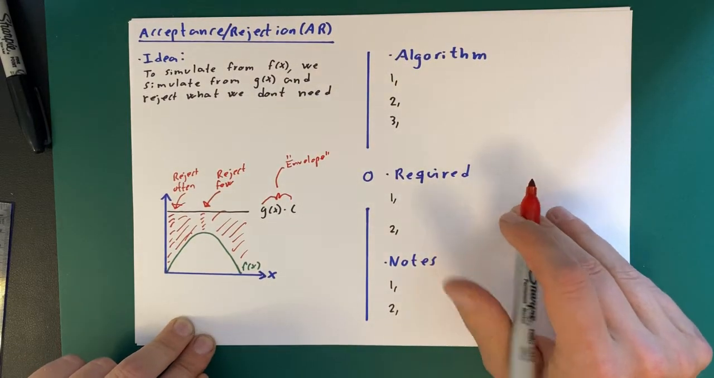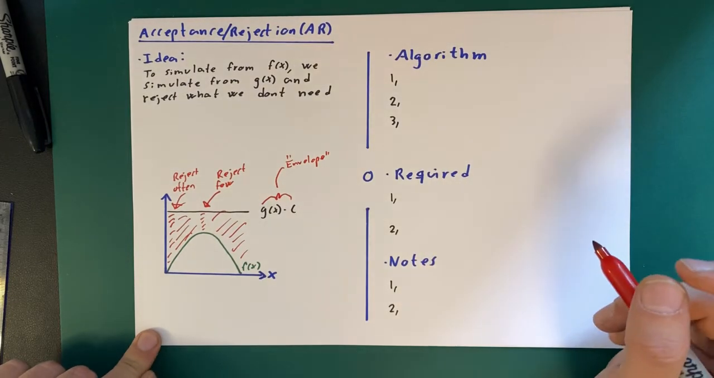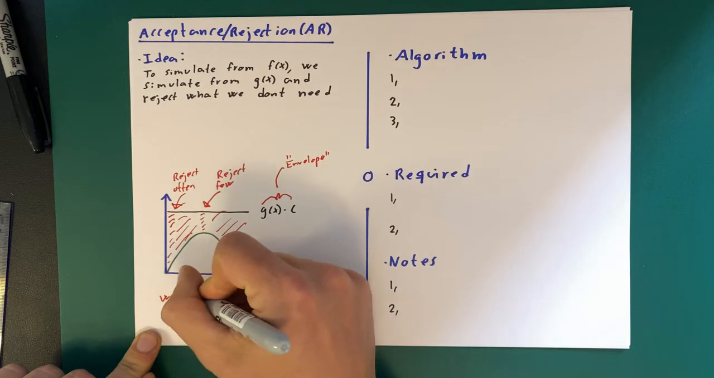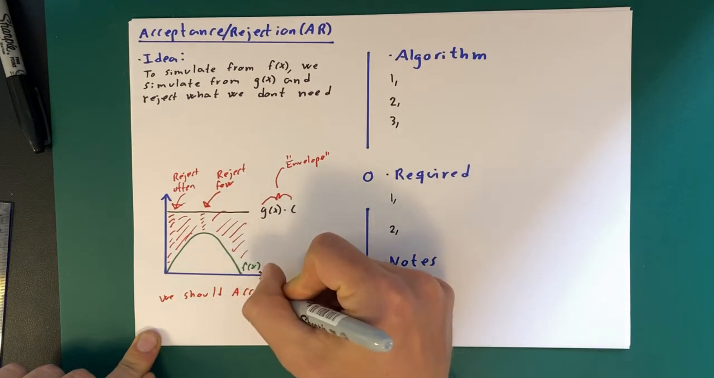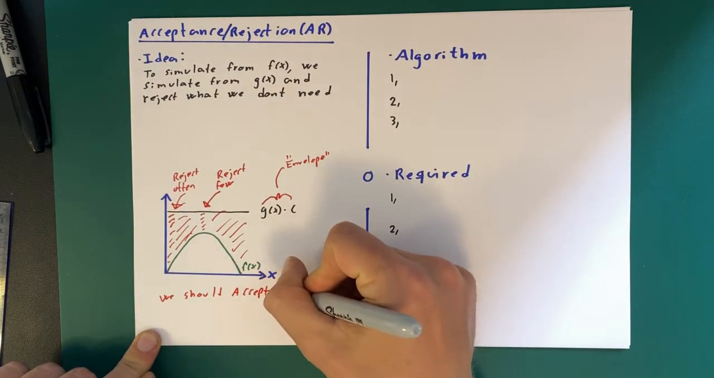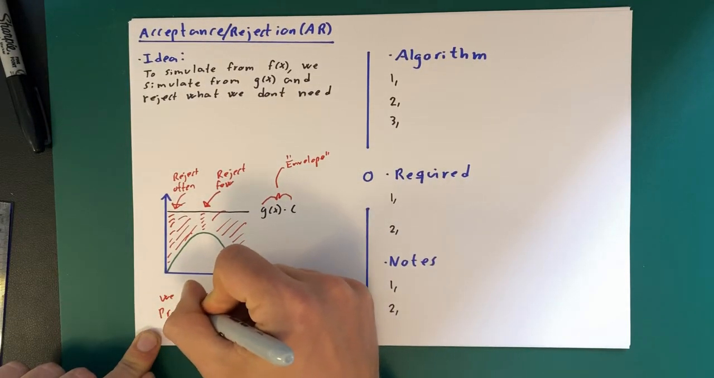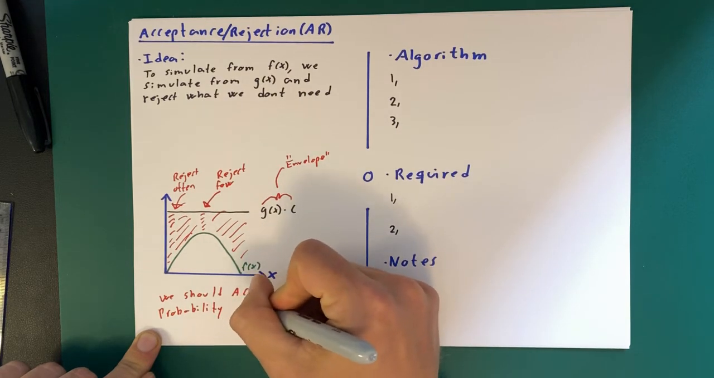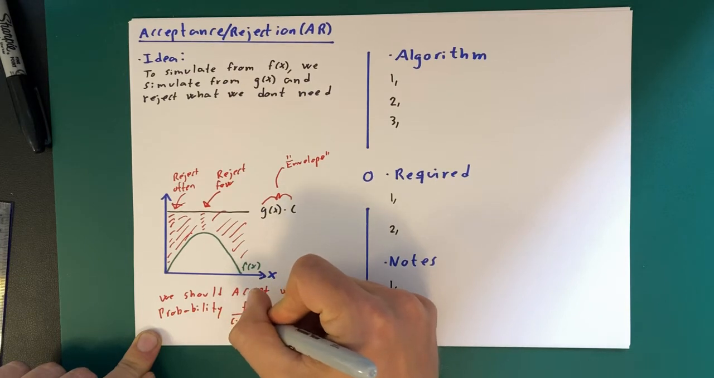Okay, and later on, and we'll prove this, it'll turn out that we should accept, that is, we should not reject, with probability f of x over c times g of x, the envelope.